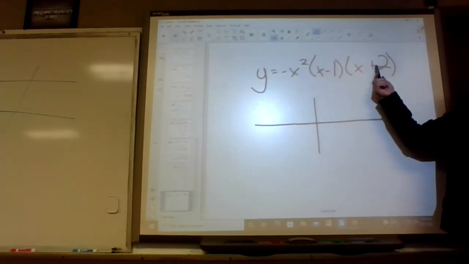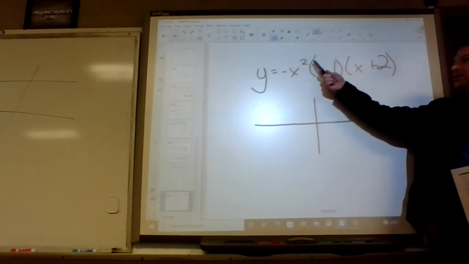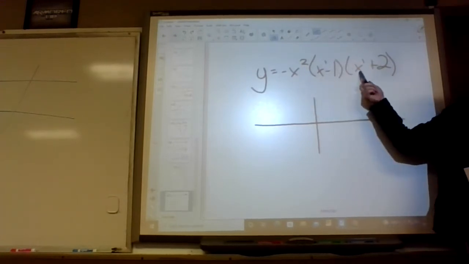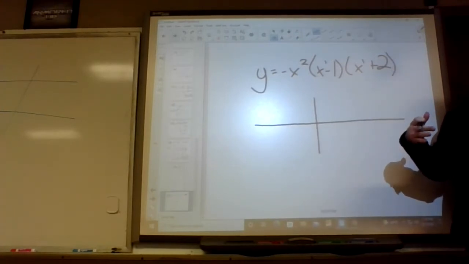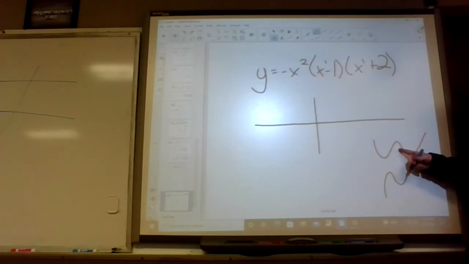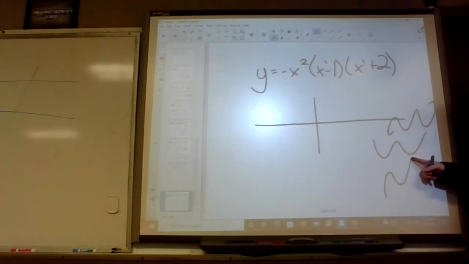Okay, what's the degree of this function? If we multiplied it all together, we get an x to the 4th. The degree is 4. What shape did x to the 4th take? It was a W. If it's cubed, it was kind of like an n shape. X fourth is W, x to the 5th would be more curves. Even powers go up, up, or down, down. Odd powers go down to up.